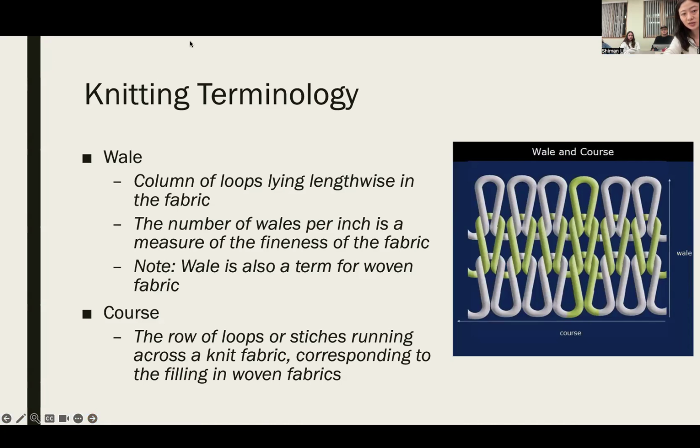Now some terminology for knitted fabric. We will need to review these two concepts: the wale and course. The wale means the column of loops lining lengthwise in the fabric, that means in this vertical direction. The number of wales per inch is a measure of the fineness and also the density of the fabric. And the course, as shown in this picture, the green yarn in this horizontal direction, means the row of loops or stitches running across a knit fabric, corresponding to the filling in woven fabrics.